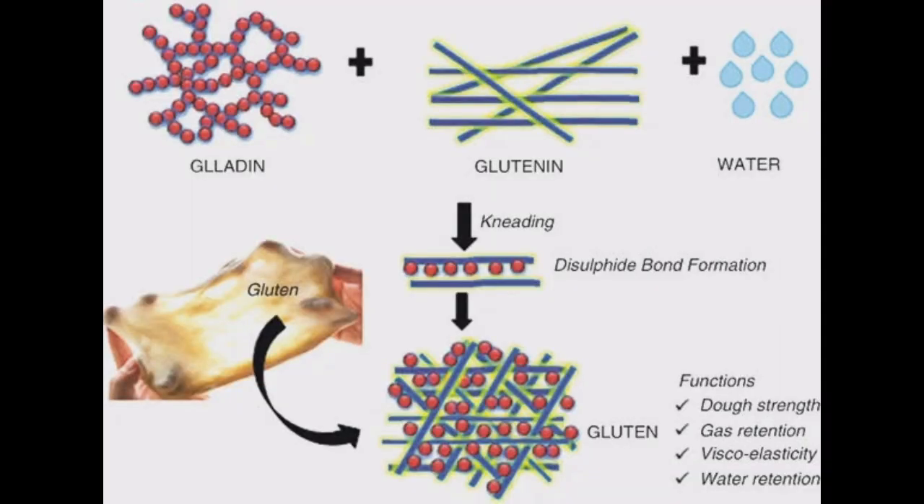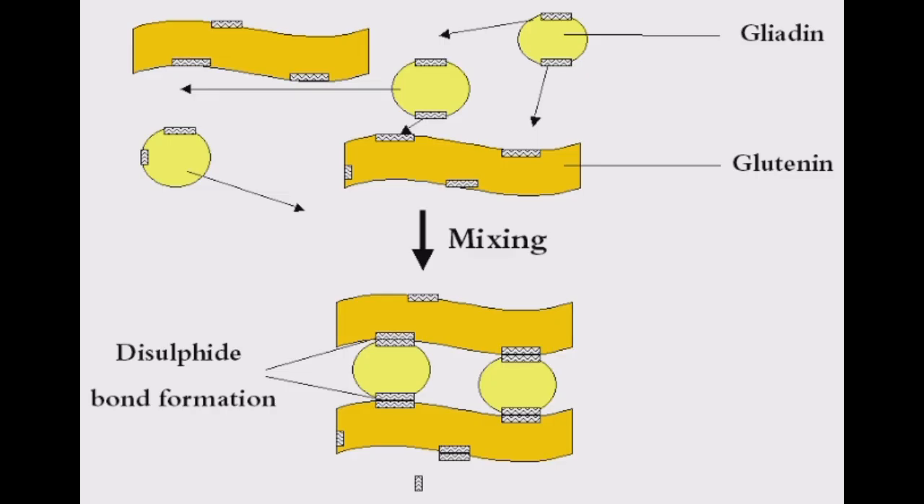Gliadin provides dough extensibility, stretchiness. Glutenin provides elasticity, strength and structure. These proteins do not exist as gluten in dry flour but form gluten only when hydrated and needed.